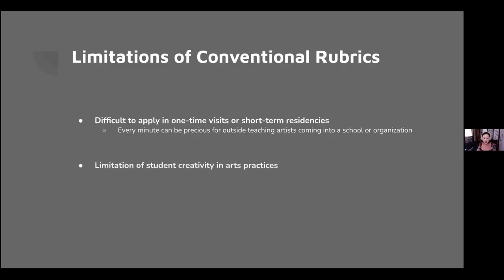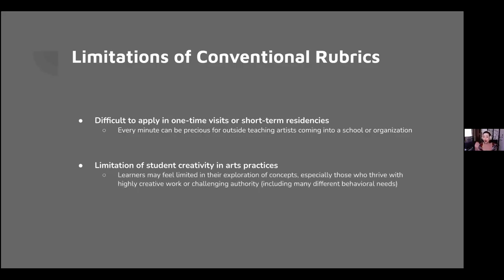There's a real limitation of student creativity in arts practices sometimes when we use a more conventional rubric. We've probably all had the experience of a learner who clearly gets what we're doing and is connecting with the art, and they're creating art in a perhaps different way than we expected, different way than we might be evaluating for. We don't want learners to feel limited in their exploration of concepts. And again, this is a way to help access these learning goals for students who have other learning needs, especially students who thrive with challenging authority and might really be benefiting from that process on their own way.